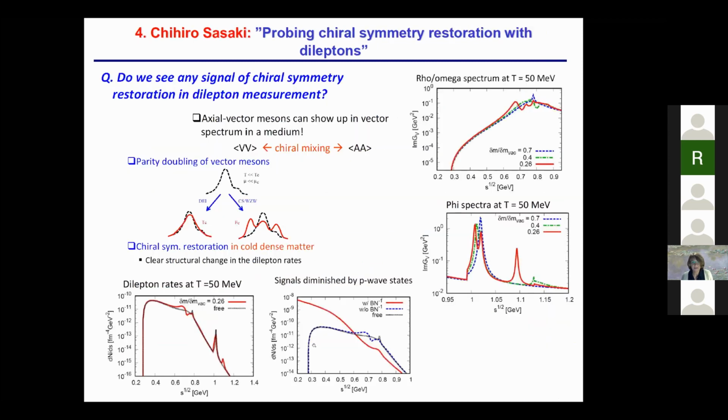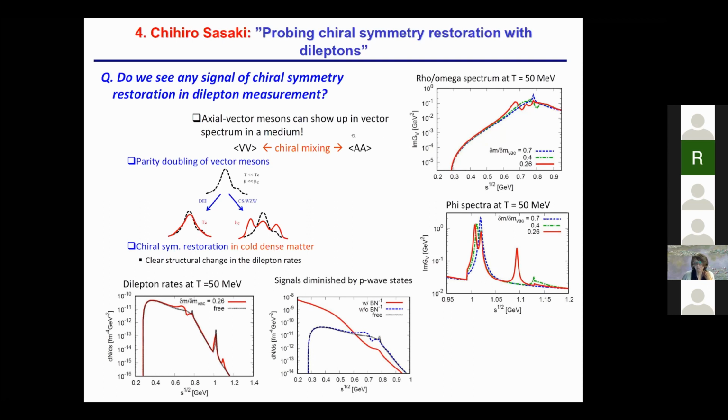We come to that, and then there was also a talk related to dileptons, to electromagnetic probes, by Chihiro Sasaki. She described how to probe chiral symmetry restoration with dileptons, and how we see the signals of chiral symmetry restoration in dilepton measurements. Here she proposed a model which describes the axial vector mixing, and because of that we have a chiral symmetry restoration effect.